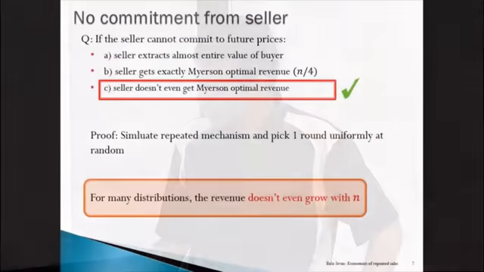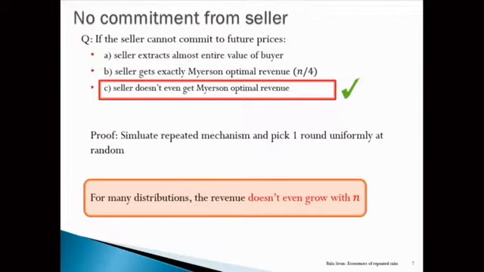That is known. So that's it. But the surprising fact is not just that you cannot get more than Myerson optimal revenue, you get far, far lesser than this. Okay, for most distributions, the revenue doesn't even grow with n. Okay, it doesn't even grow with the number of days of interaction in equilibrium. We'll see what the equilibrium is, but this is known. This is not our result. Okay.